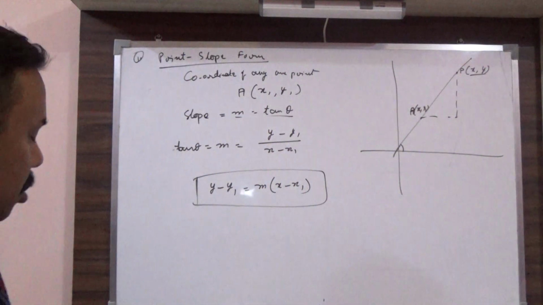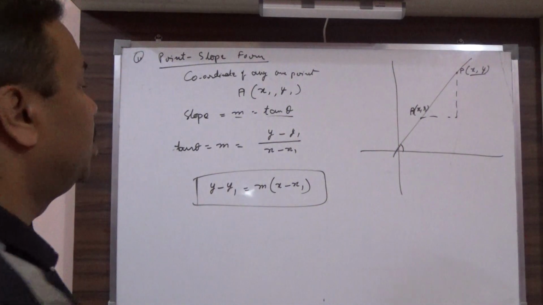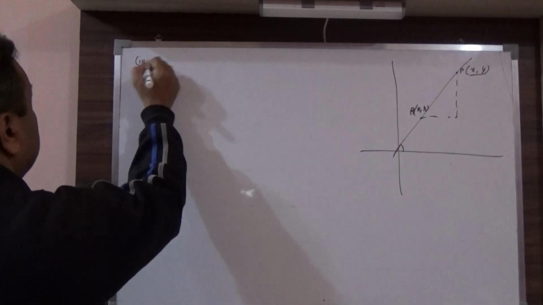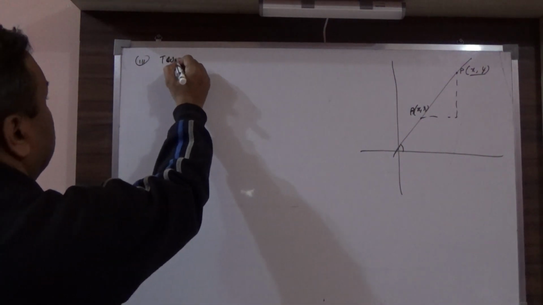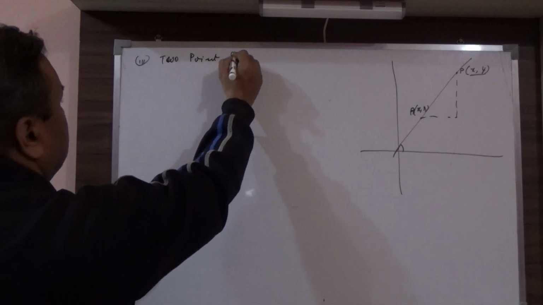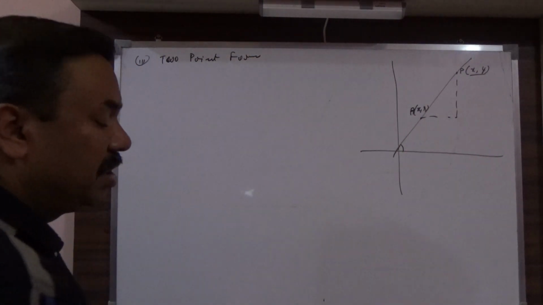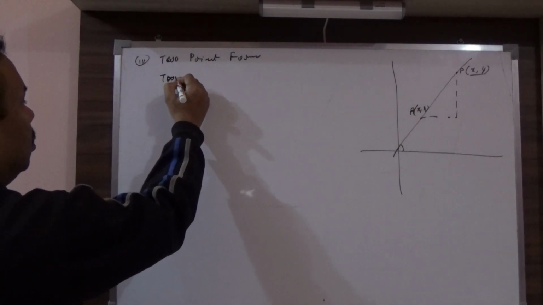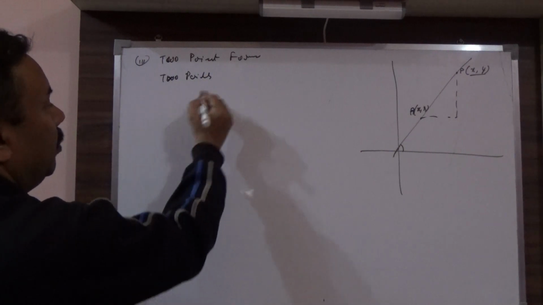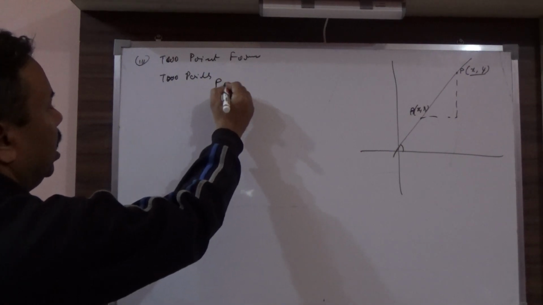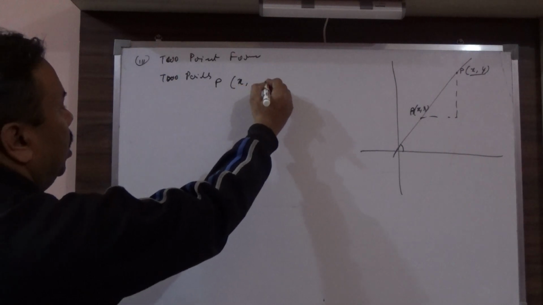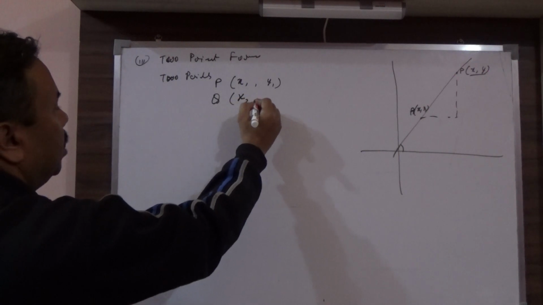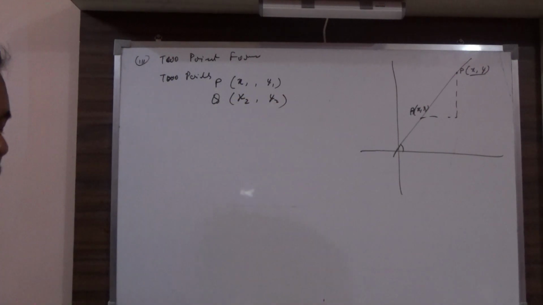Now instead of slope, if you are given 2 points, okay, so what this will be called? 2-point form. So what is given to you in this case? Coordinates of 2 points will be given to you, that is, suppose that there is one point P whose coordinates are x1 and y1, another point is Q whose coordinates are x2 and y2.